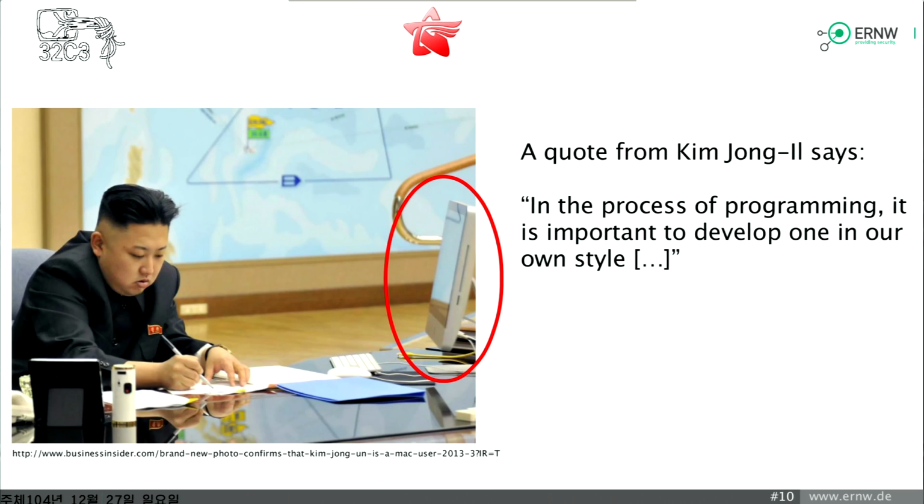So why should they implement their own operating system? There actually are so-called anthologies that are put out by the leader. And one anthology by Kim Jong-il says, if you translate it correctly, and we try to, that in the process of programming, it is important to develop one in our own style. And with one, he means basically programs and operating systems. So there is this clear guidance that North Korea obviously should not rely on third-party Western operating systems and programs. They should develop this stuff on their own.